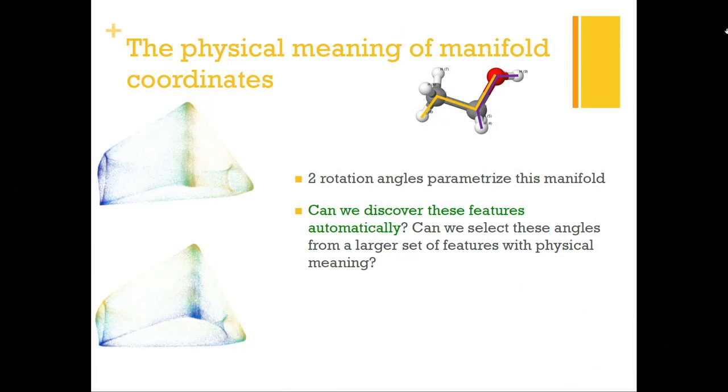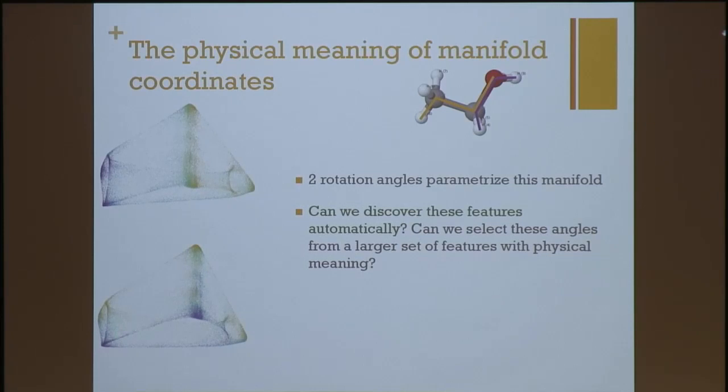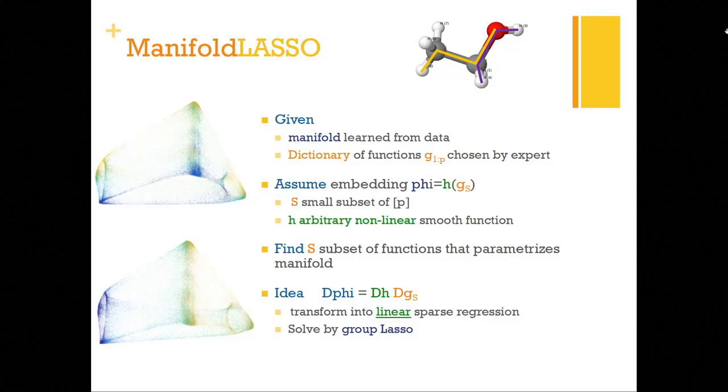And I will talk about the meaning of the coordinates. The ethanol molecule has two groups that can rotate relative to the rest of the molecule. And we can see that this torus is actually parameterized by these rotations. Can we discover this automatically? And my answer is yes. What I want to do is ask the physicist to give me a set of functions that are interesting. In particular, this could be all the rotations in a molecule.